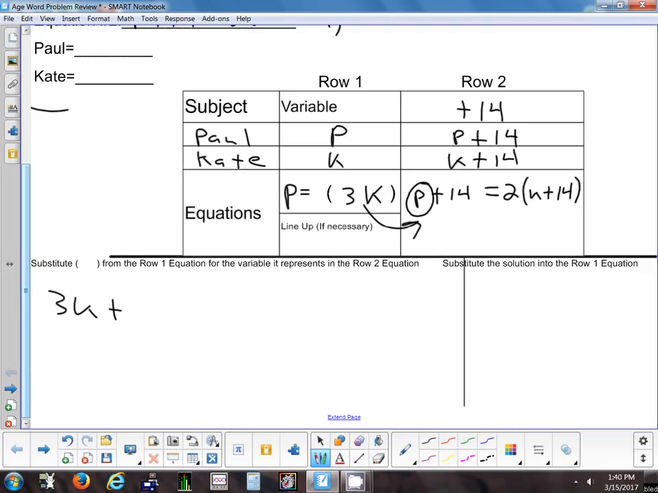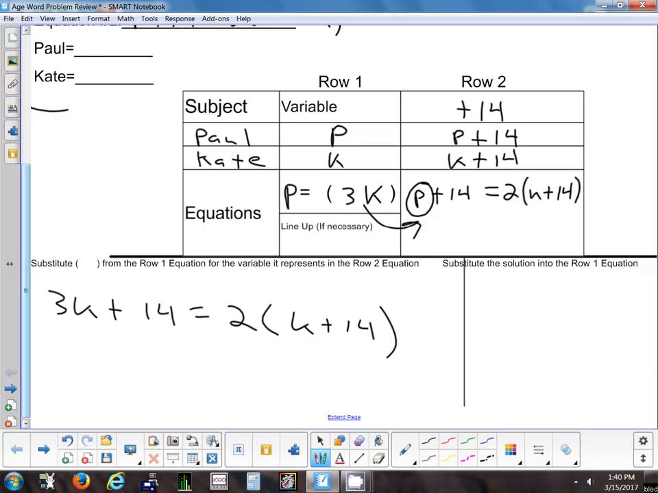Anybody help Dominic out? What comes after the 3K? There's no calculation at this step. You're just copying down what you had. Hannah? Plus 14. Okay, keep going. Equals 2. Yep. K plus 14.